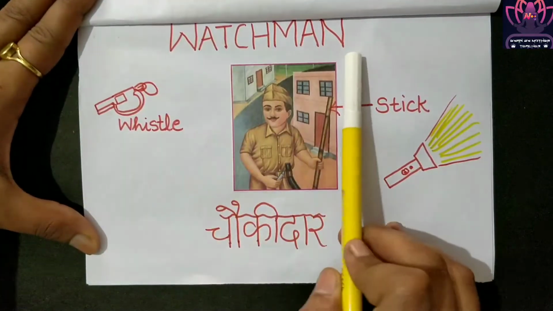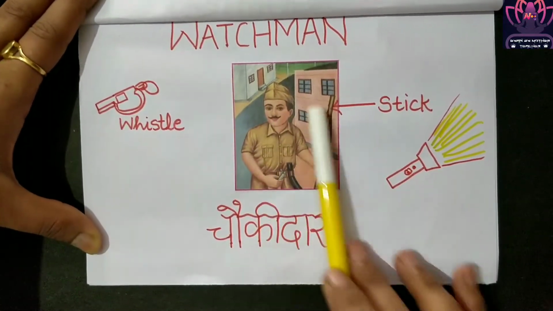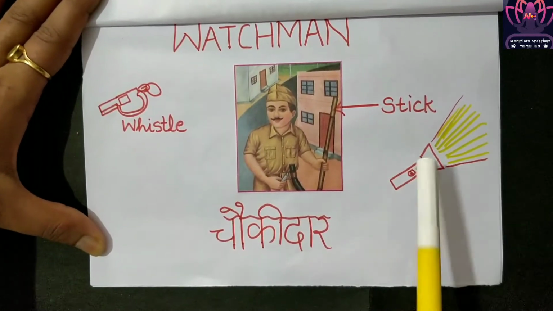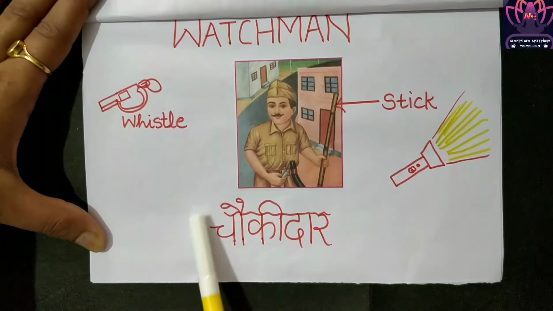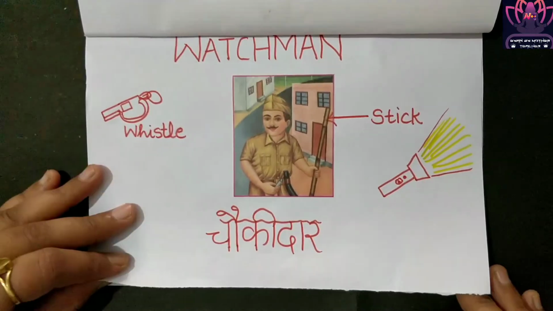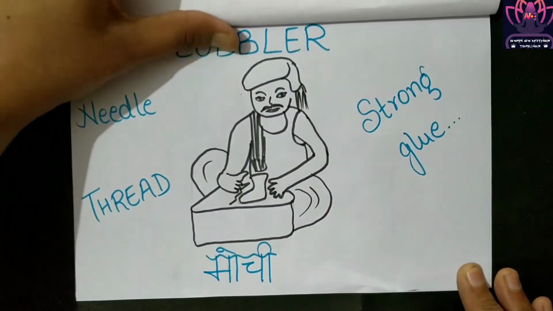Next helper is watchman. Our houses are safe in our colony as a watchman stands on the gate. We also address him as Chaukidar. Mostly he carries torch, stick and whistle.